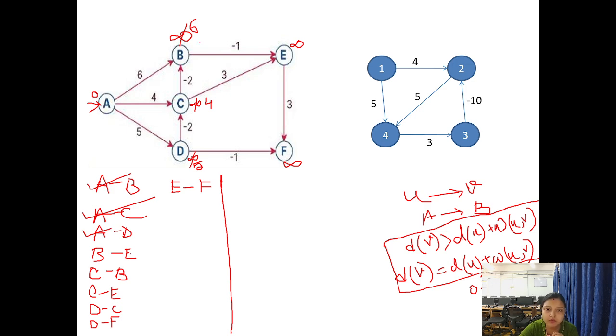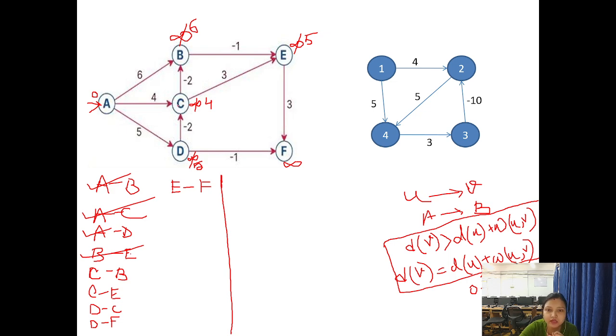Now next is B to E. So the distance of E is infinity. And B to E, that means U is B and V is E. So distance of E is infinity and distance of U is 6 plus minus 1, that is 6 minus 1, that is 5. So 5 is less than infinity. So we will update with 5. We are done with B to E.